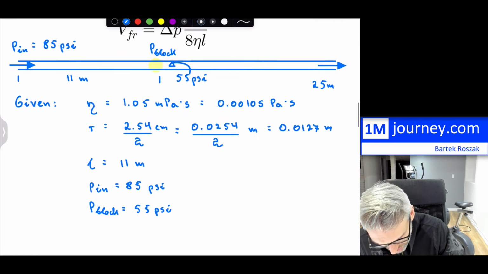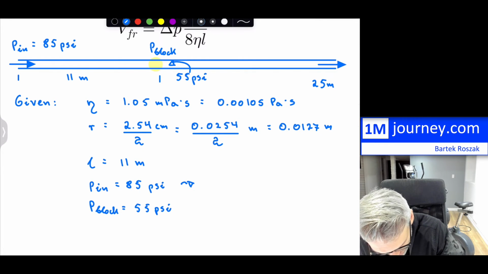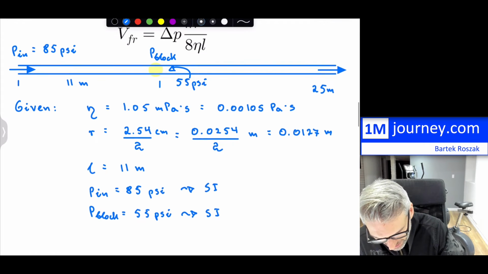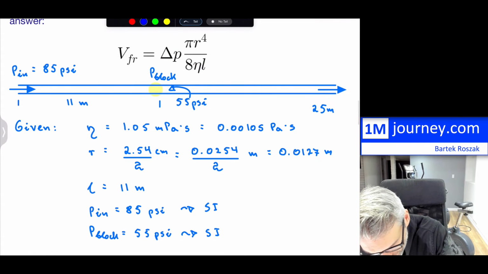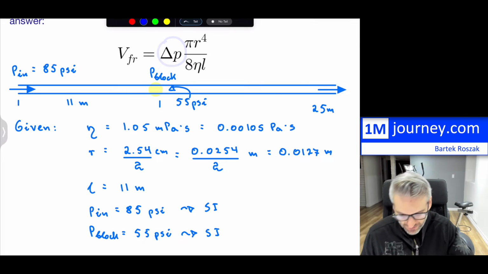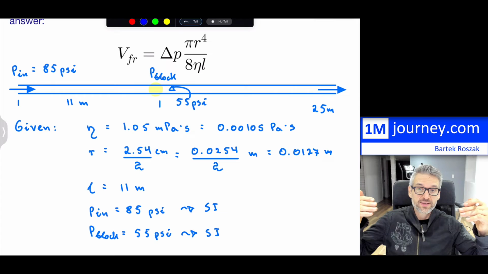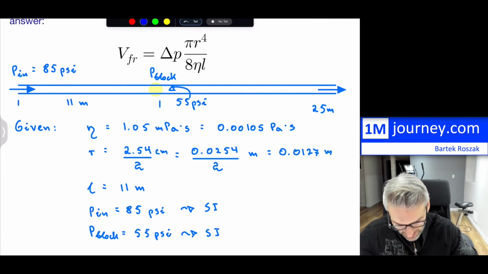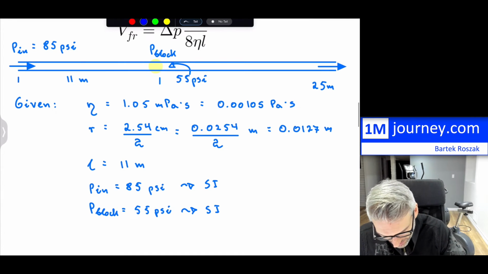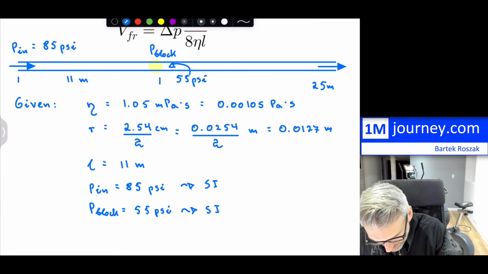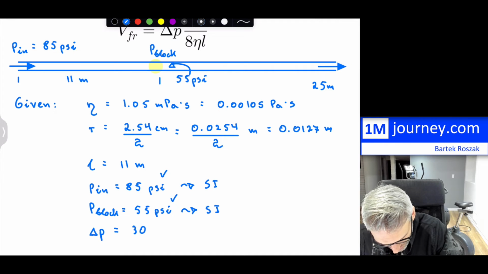Now you can certainly change this to SI units. But notice that in the actual formula, we have the change in pressure, so this is from the high to the low always. So Poiseuille's law, that's the pressure difference that we have. If I write this out as a pressure difference, the change in pressure is going to be 85 minus 55, so this is 30 psi. And this is really all I need.